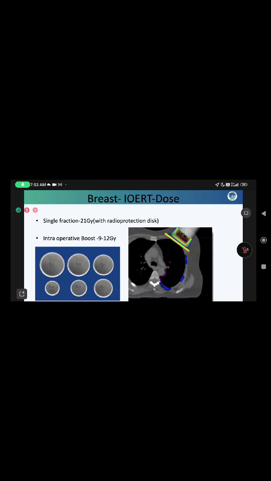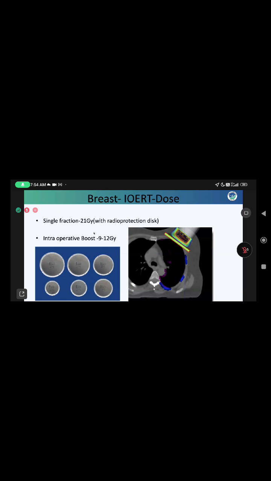So they need not have to come for external RT again. These patients should be carefully selected depending upon the ASTRO and then the GEC-ESTRO guidelines. Only carefully selected patients will we be able to deliver such a high dose of 21 gray. Otherwise, it can be used as a boost, as the primary modality in the adjuvant setting, or as a boost along with external RT.